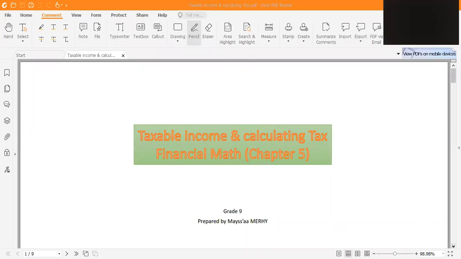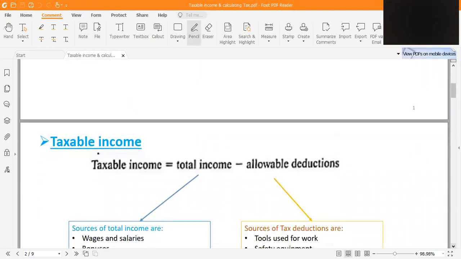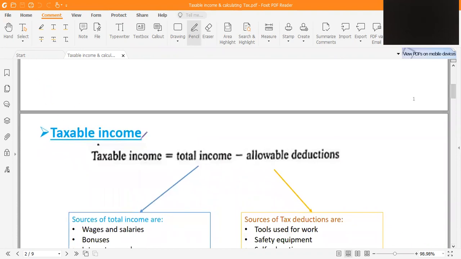Hi everyone. In this session, we will explain what we mean by taxable income and how to calculate payable tax for a different range of income. We are still in the financial math domain. So we will start with the definition of taxable income.